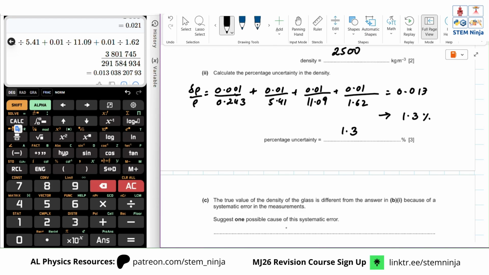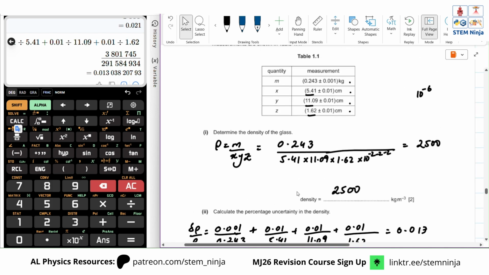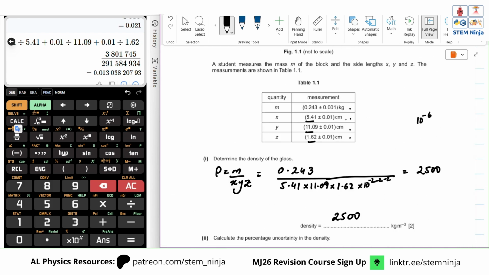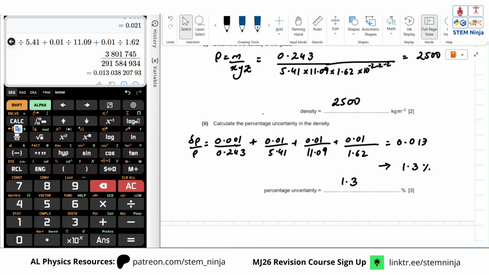State one possible cause of systematic error. It could be due to zero error in the measurements of the lengths or wrong calibration of the weighing balance in the measurement of the mass. So either way you can say that.